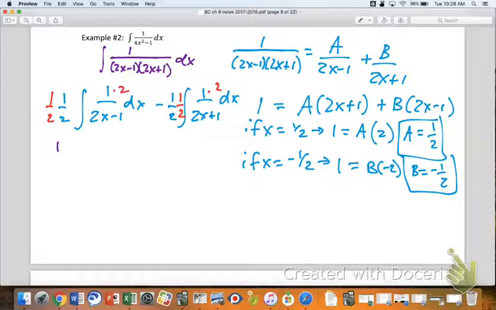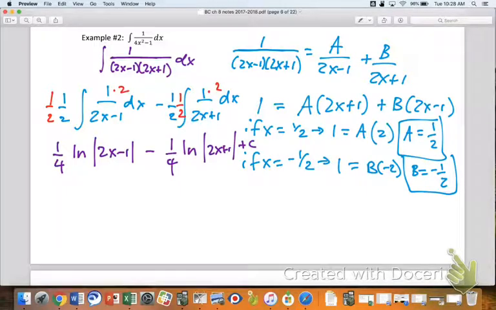So this would give me 1/4 times natural log of 2x minus 1 minus 1/4 natural log of 2x plus 1 plus C. So of course I could condense this down and do the division thing. That would be fine. But did anybody get something different looking?